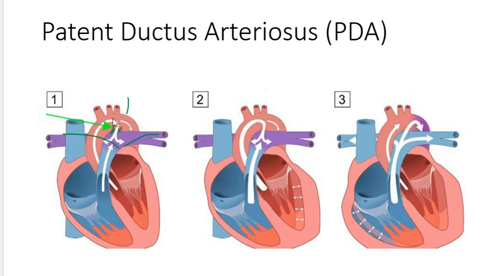Okay, so what if this remains open? It's supposed to close right after the baby is born, or shortly after, like within a day or so. What if it remains open? Then we've got a bit of a problem, because now the shunt is going the opposite way. The blood goes from the aorta, left to right. It's left to right, so you don't have cyanosis. It goes from the aorta to the pulmonary arteries.